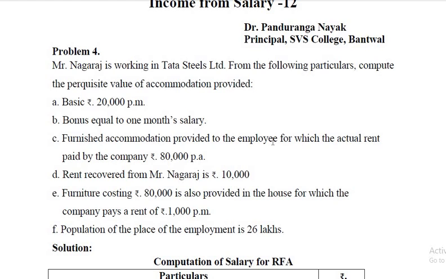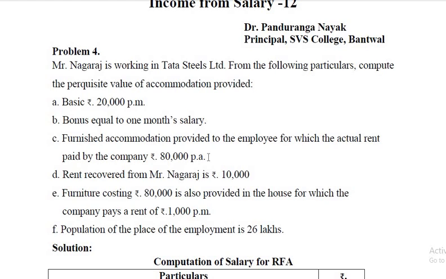Furnished accommodation is provided to the employee, for which the actual rent paid by the company is 80,000 per annum. That means here the accommodation is not owned, it is hired. And the employee is a non-government employee. So you have to consider the population here, and the population in point F is given, it's more than 25 lakh, that means 26 lakhs. So you have to consider the population for calculating the per visit value.